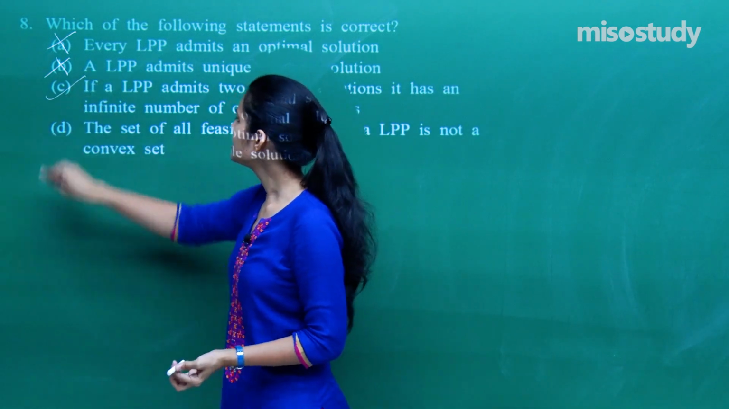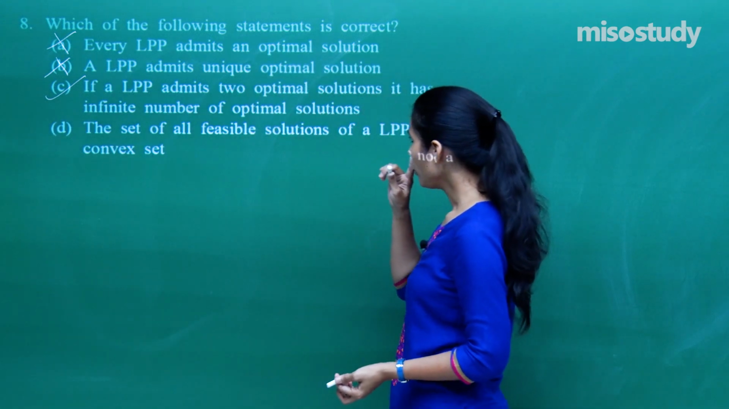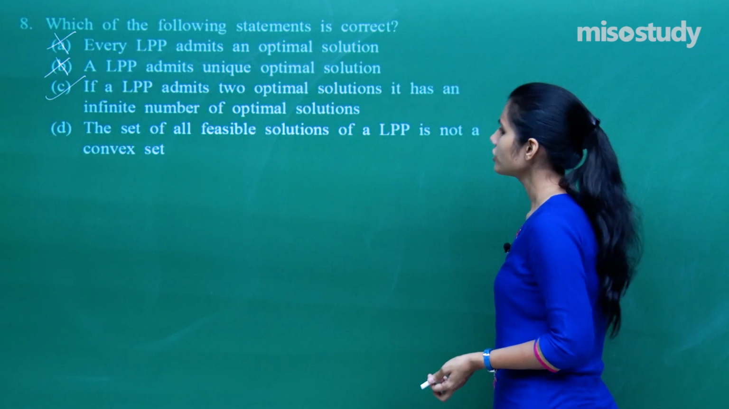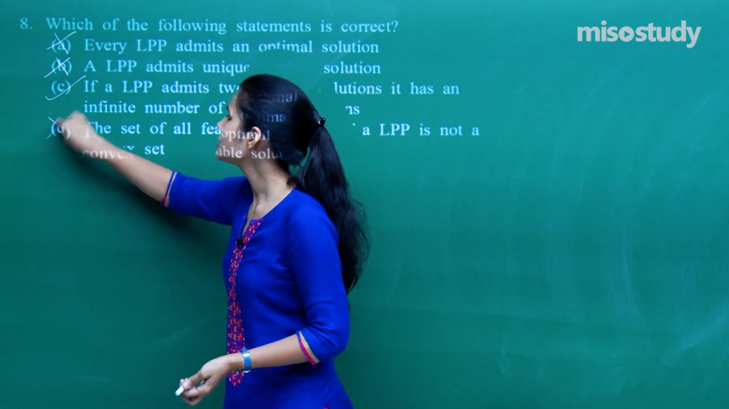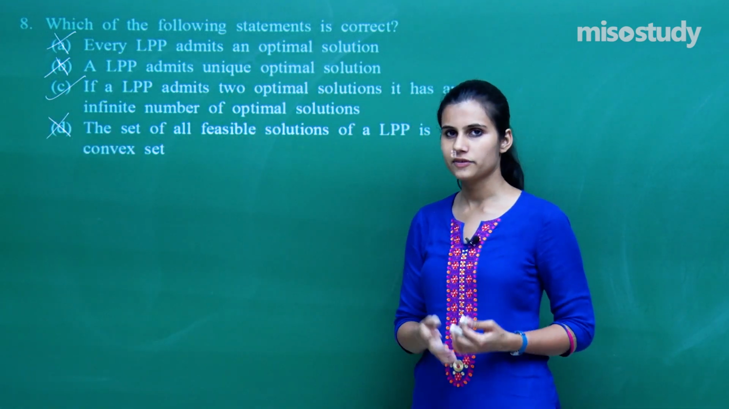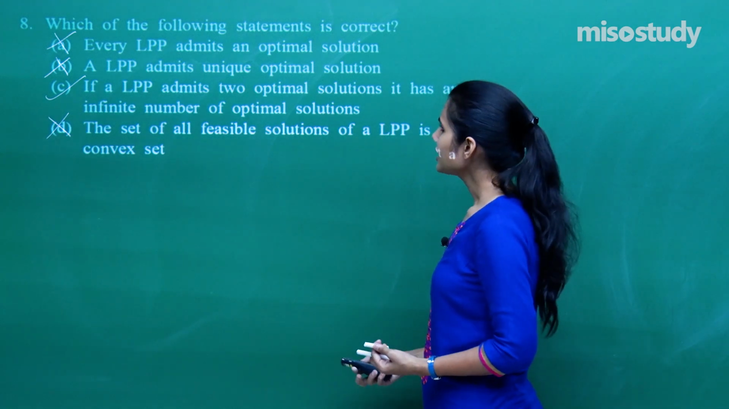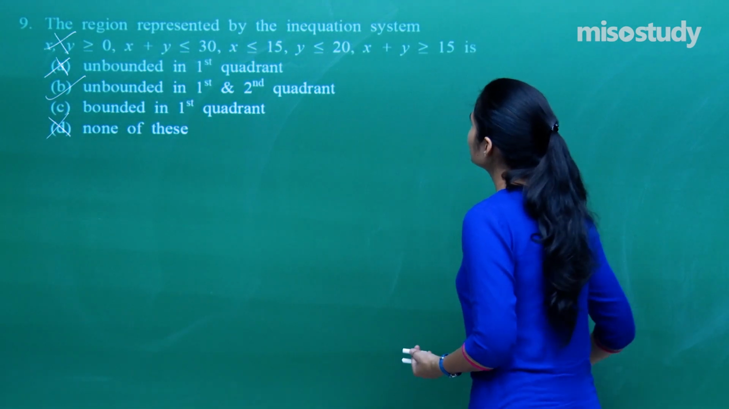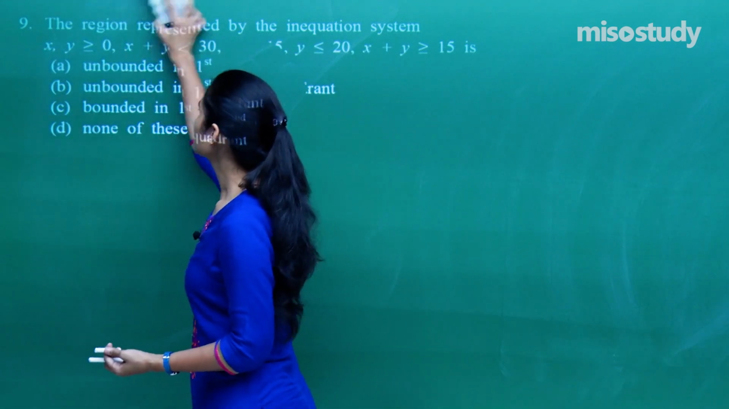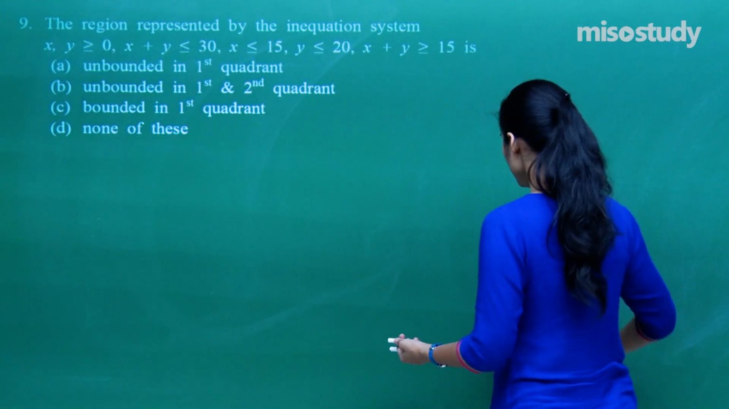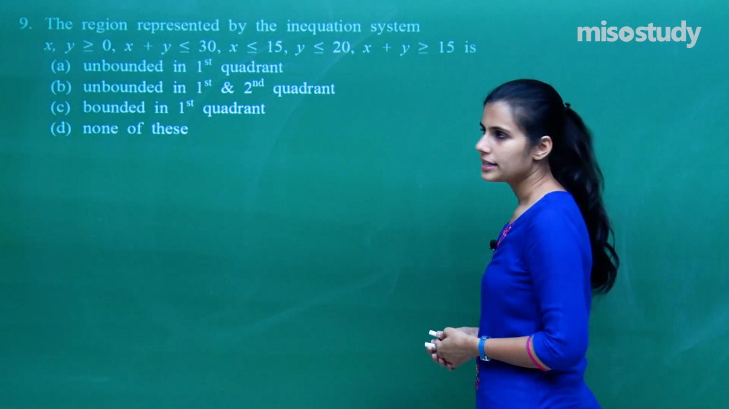So yes, this is true, and the statement that the set of all feasible solutions of an LPP is not a convex set is wrong because it is very much a convex set. We have studied it as a very well established result, right? Moving on to the next question, we have the region represented by the inequation system. There is a system of inequations given to you, and you are asked to determine the region represented by them.